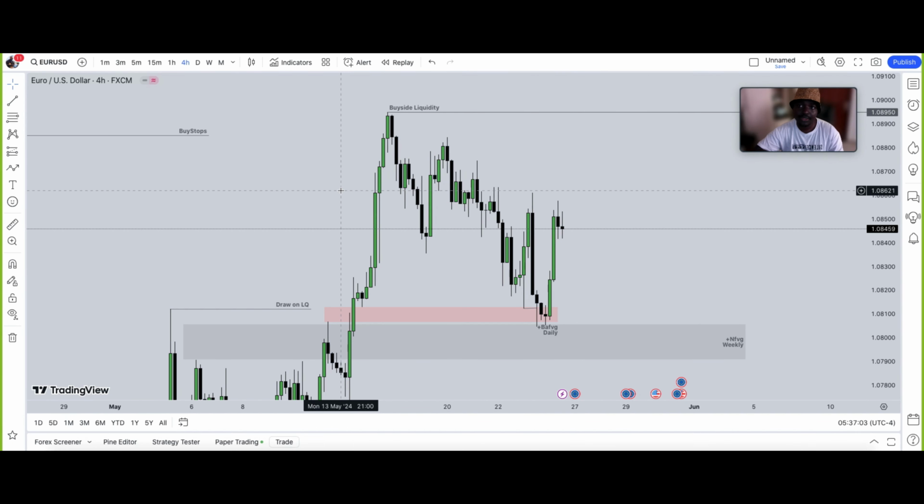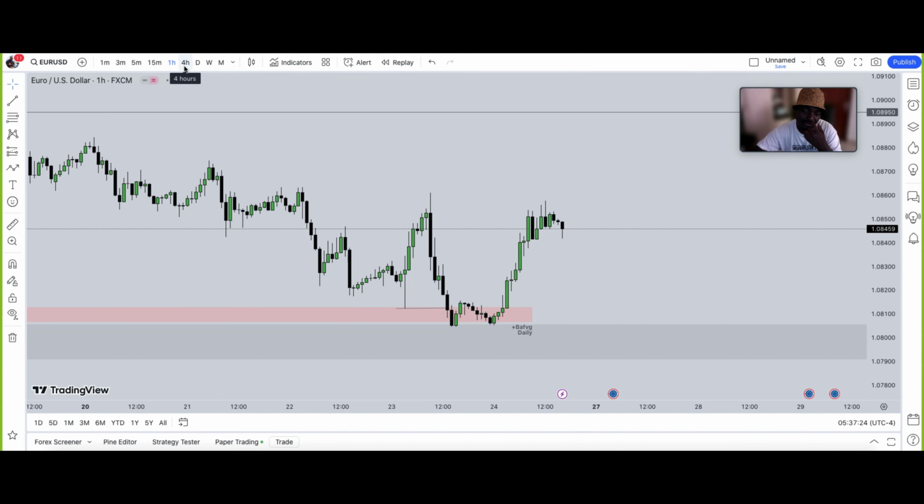So at the moment, I don't need to scale to any other time frame. I'll leave it at the 4-hour time frame, because I believe the 4-hour time frame is giving me a 50-50 scenario. But the daily time frame is telling me that you should extend higher. The weekly time frame is telling me that you have a fair value gap that is supposed to be respected. So when it comes to Euro USD, I'll give it more and more time. But then let's now finish up with the 1-hour time frame.